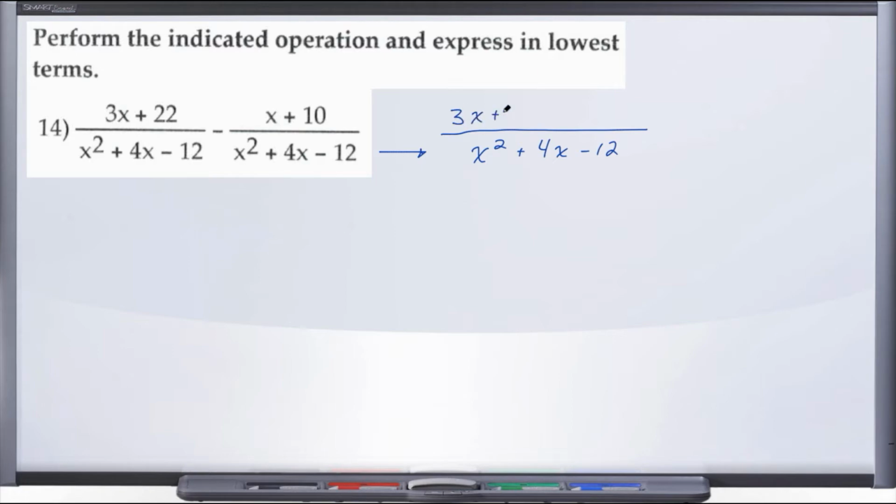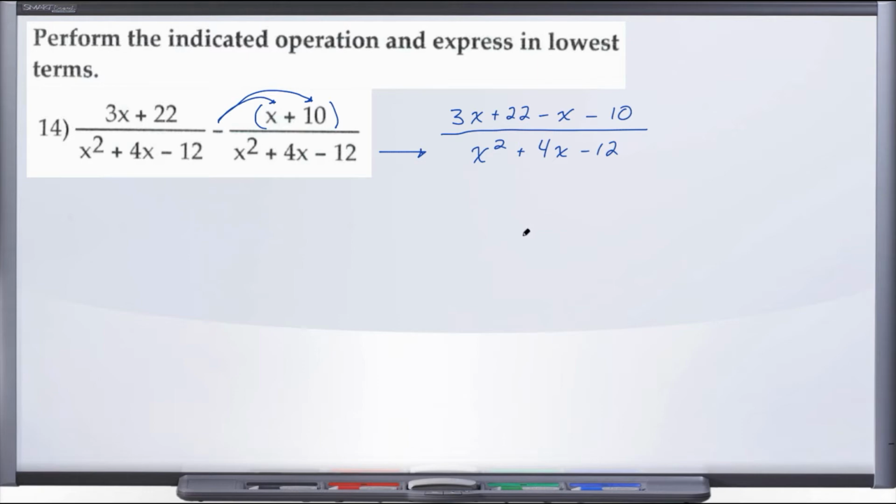So we have 3x plus 22. So 3x plus 22 minus, and now this is where you have to be careful because since we're subtracting here, you really have to kind of think about this numerator as being in parentheses. And what happens when there's a minus or subtraction sign in front of a set of parentheses? Well, you have to distribute that negative through your parentheses, don't you? So we end up with minus x, negative times positive x gives us that minus x, and now negative times a positive 10 gives us that minus 10.